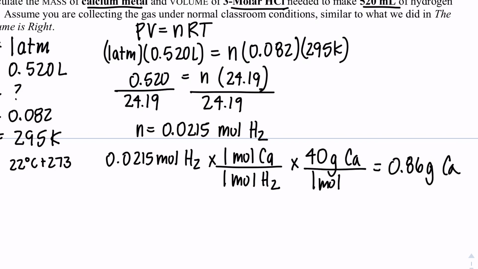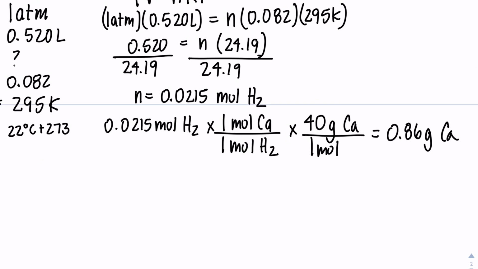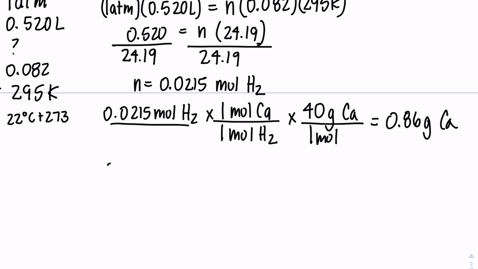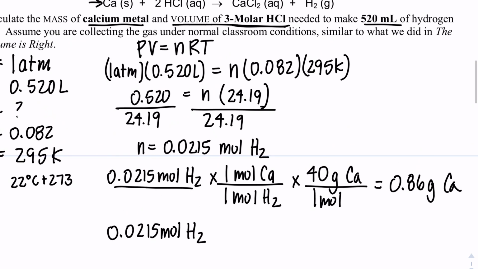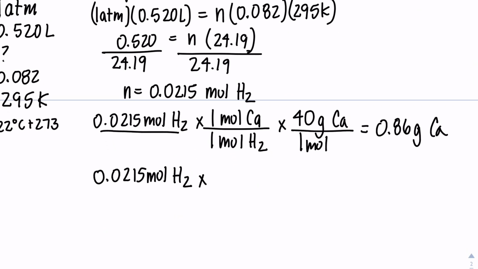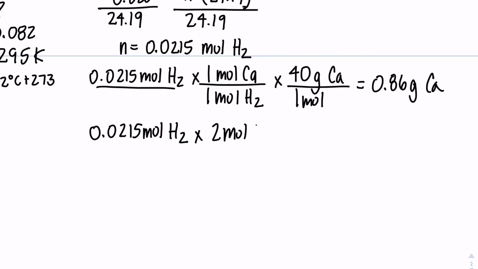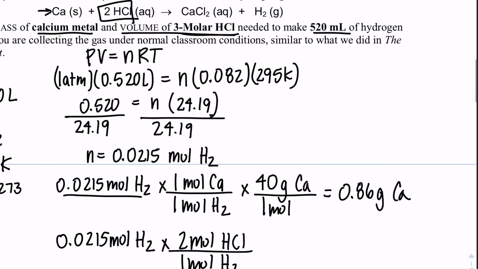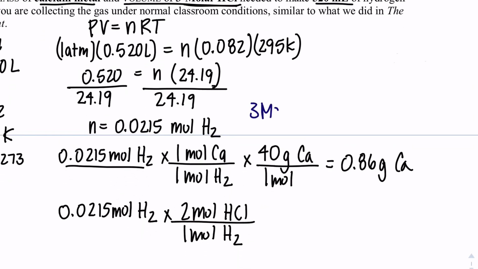The second part of the question says, what volume of 3 molar HCl is required for this reaction? So again, we'll start with our moles of H2. This time, we're going to convert into moles of HCl. So there's 2 moles of HCl for every 1 mole of H2 gas produced. And then we're going to use the molarity. So 3 molar can be written as 3 moles per liter.